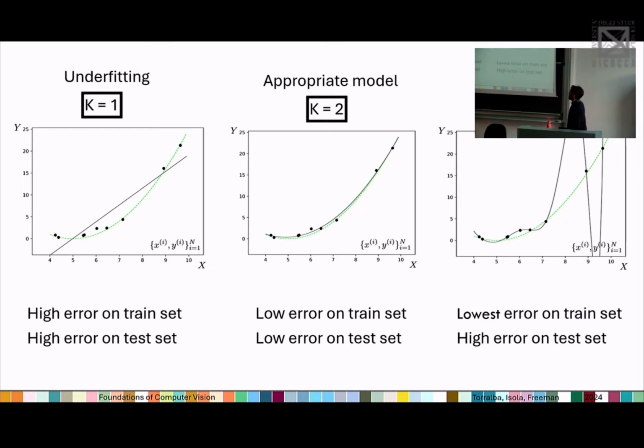So in this case, when we have two separate data sets for training and validation, in underfitting you have a very high error on both data sets. With the appropriate model you have the lowest error, and with overfitting you have the highest error on the test set.